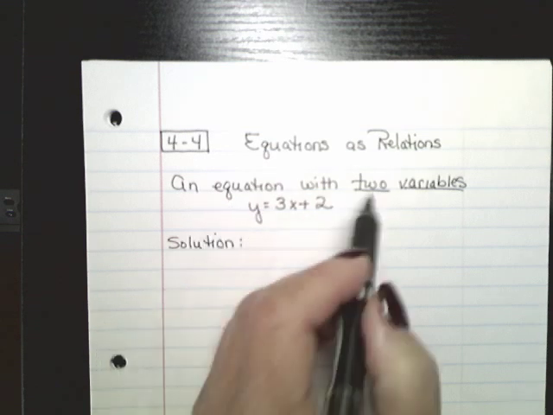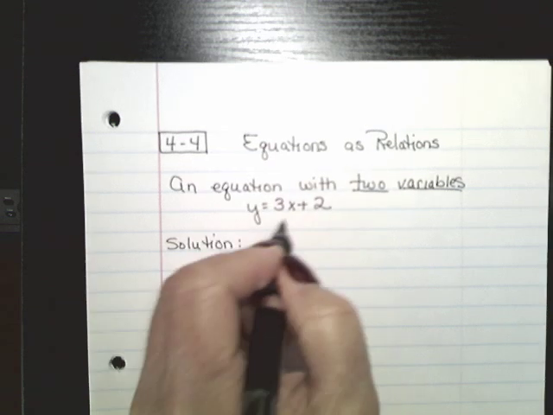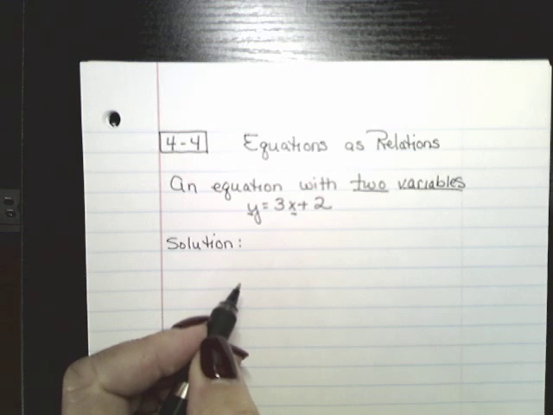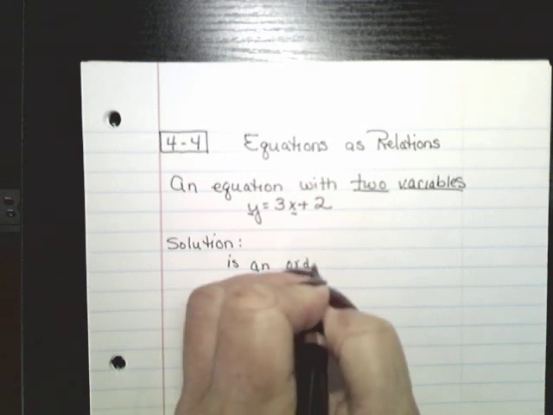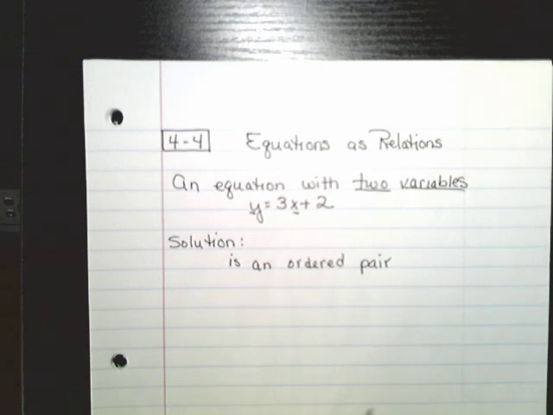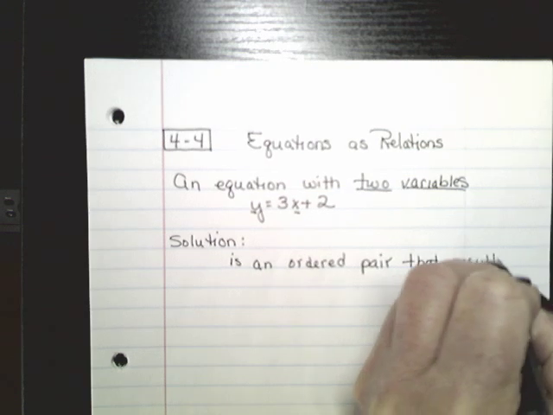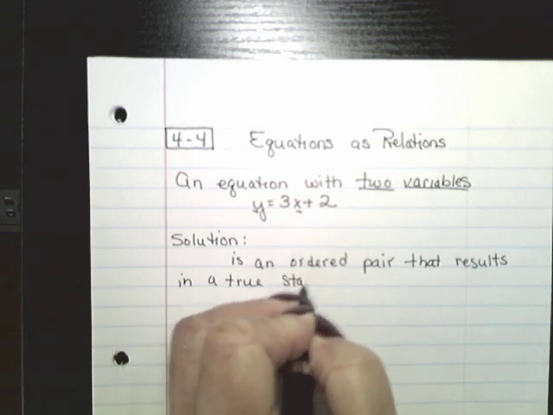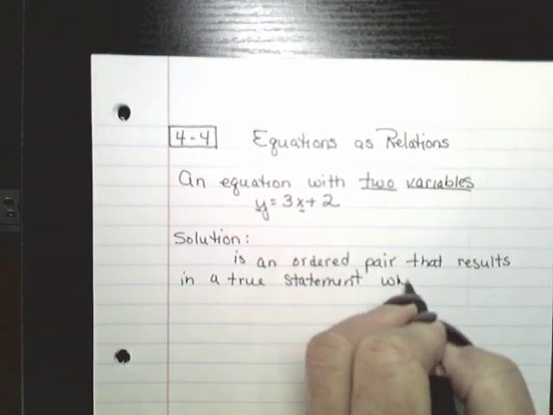Okay, so an equation that has two variables. An example would be y equals 3x plus 2. It has two variables. We have an x and we have a y. A solution of an equation with two variables is an ordered pair that results in a true statement when substituted into the equation.